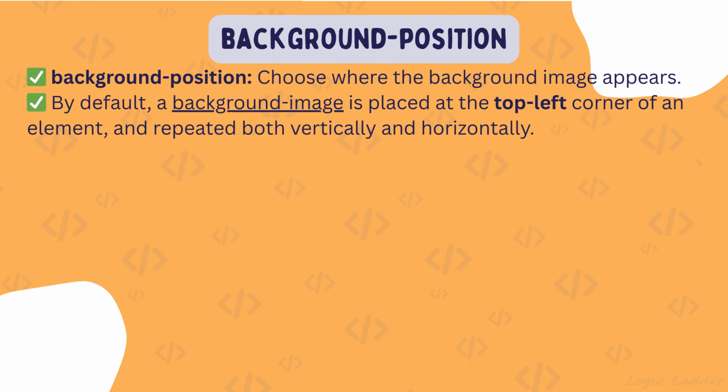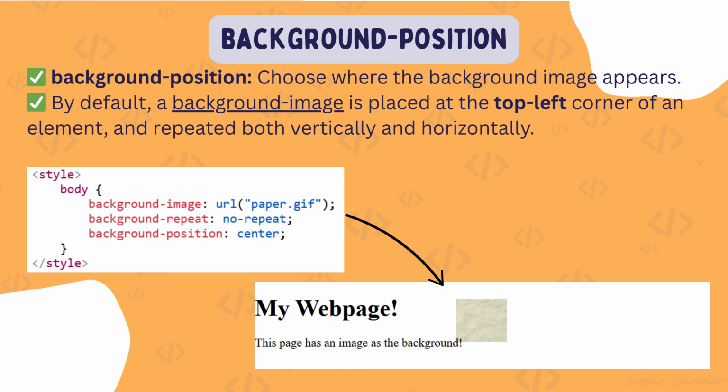Next property for CSS background is background position. Background position lets us decide where the background image appears. By default, a background image is placed at the top left corner of an element and repeated both vertically and horizontally. Background position center lets you set your background image at the center of your web page or element.